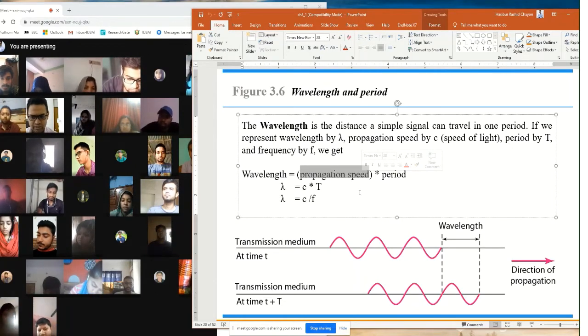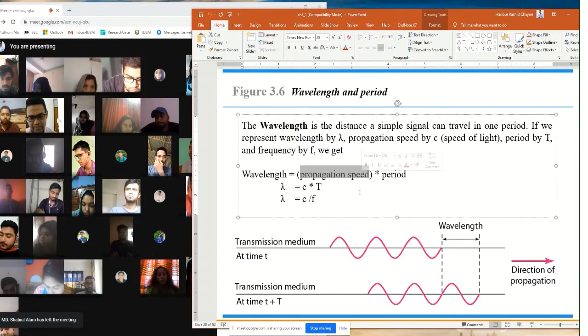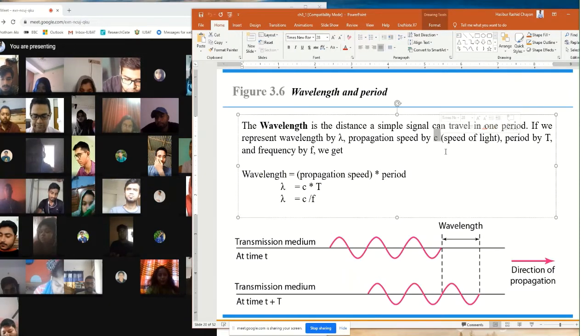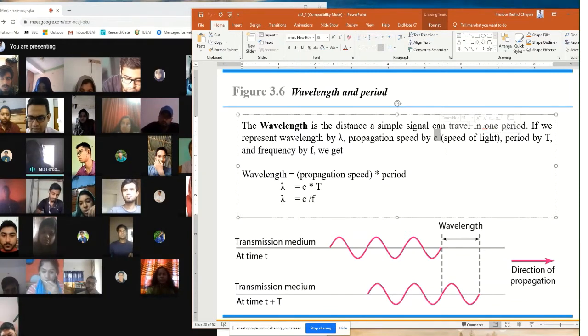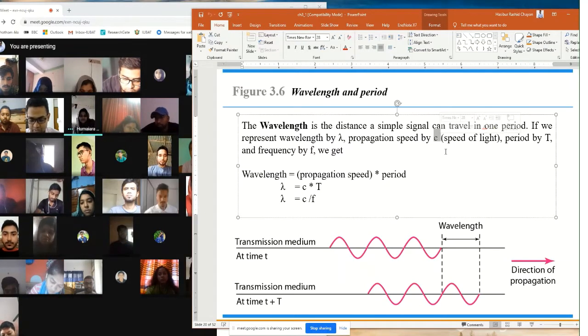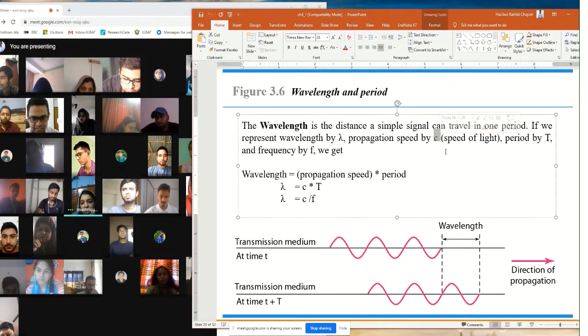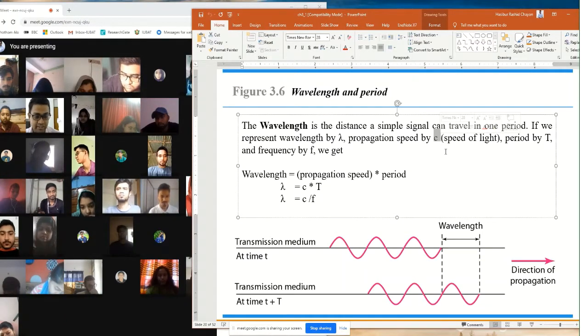Generally, in data communication, whenever we are thinking about propagation speed, that is actually the speed of light. It is defined by c. What is the speed of light? 3 into 10 to the power 8. What is the unit? Meter per second. Yes, correct. That means the light can travel 3 into 10 to the power 8 meters in 1 second. Very good.